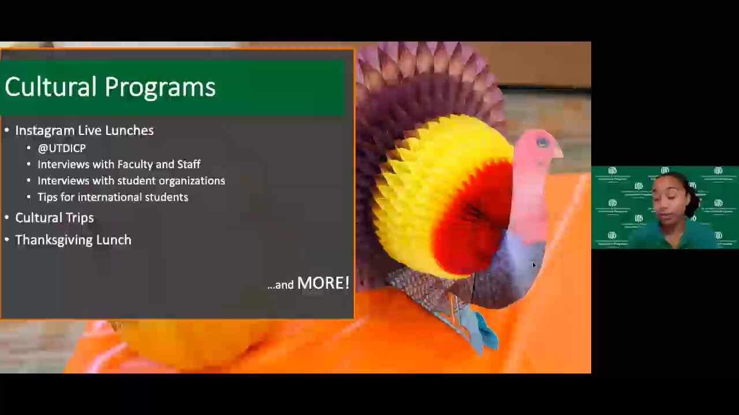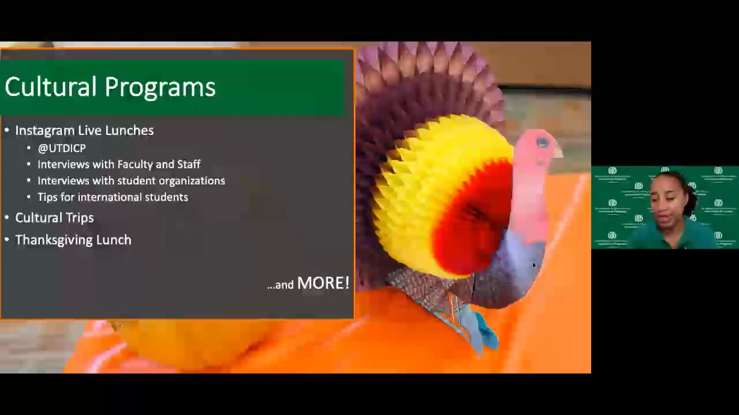We also interview student organizations. They have worked so well with us so far, and they have loved sharing their culture with us. As examples of student organization events, we worked with the Indian Student Association, otherwise known as ISA for short, and they shared with us about Bollywood. What is Bollywood? And we've also worked with the Chinese Student Association and the Filipino Student Association.